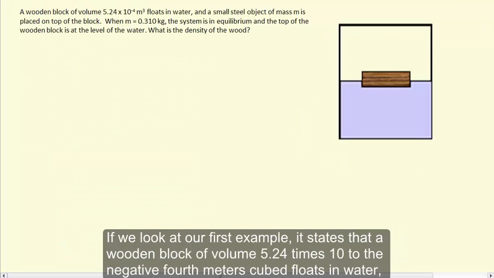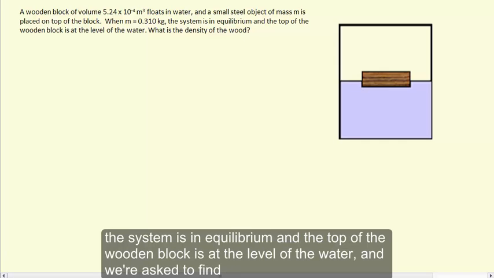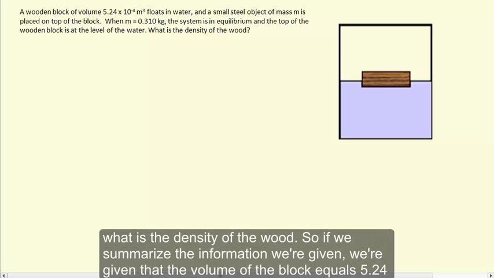If you look at our first example, it states that a wooden block of volume 5.24 times 10 to the negative fourth meters cubed floats in water, and a small steel object of mass is placed on top of the block. When 0.31 kilograms is placed on the block, the system is in equilibrium and the top of the wooden block is at the level of the water. And we're asked to find what is the density of the wood.